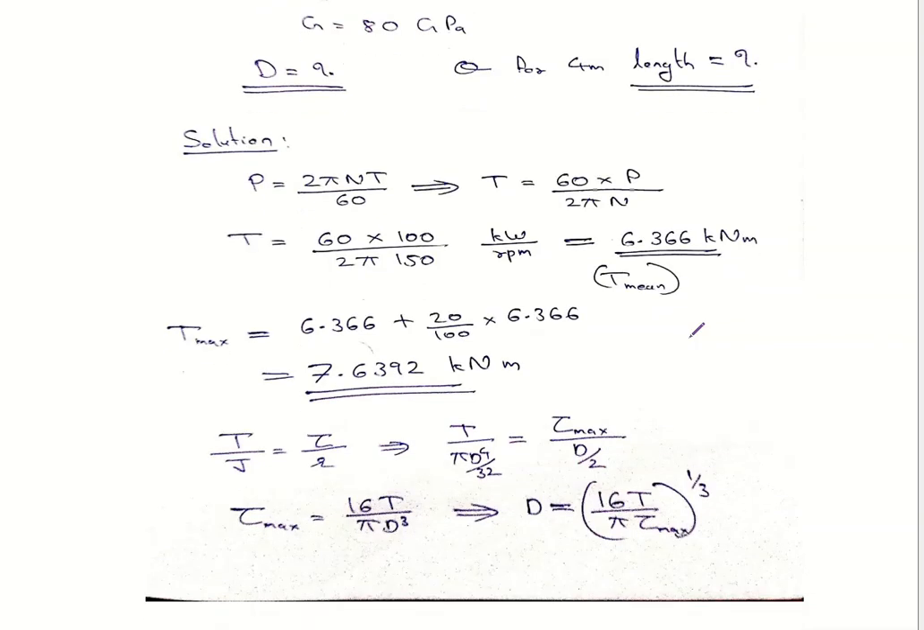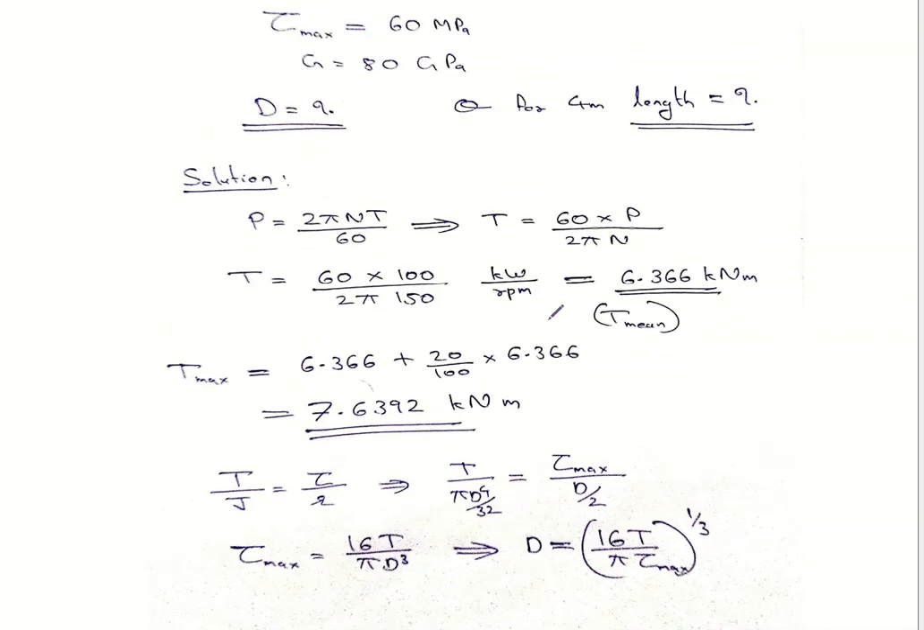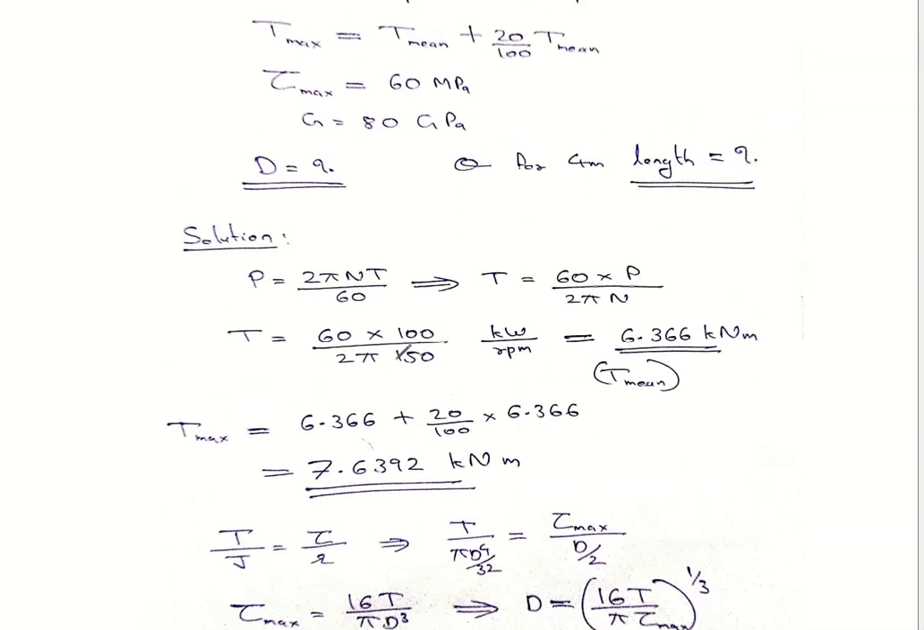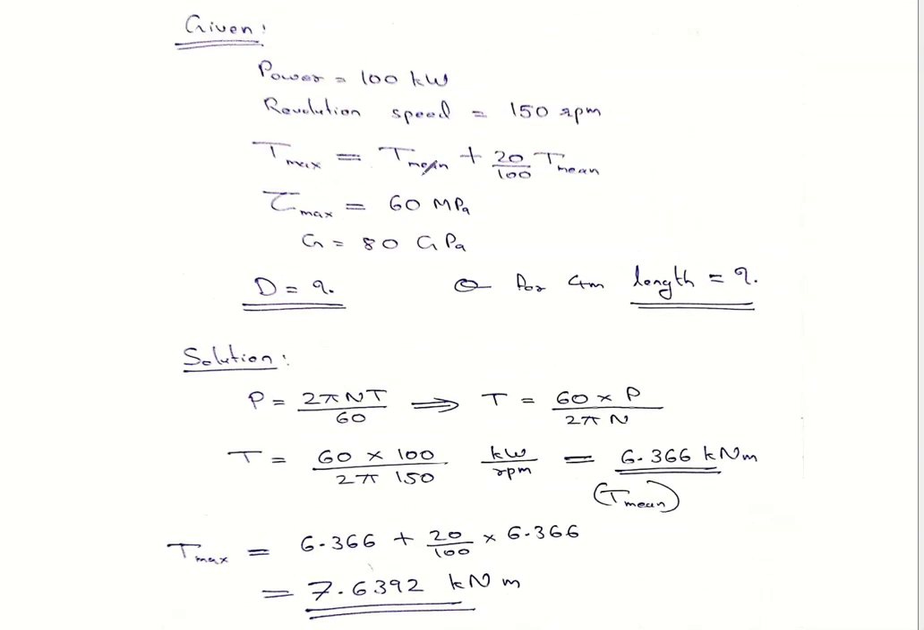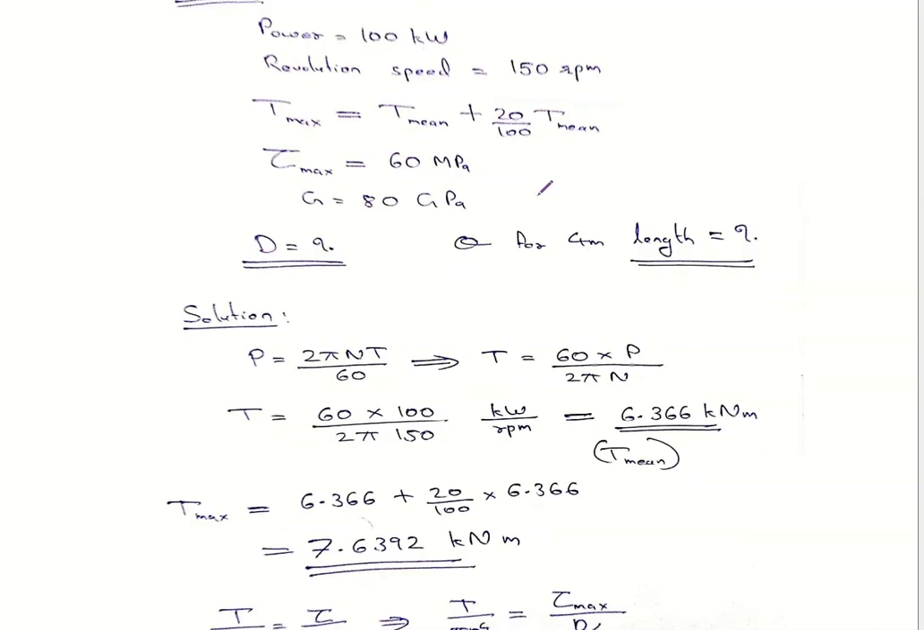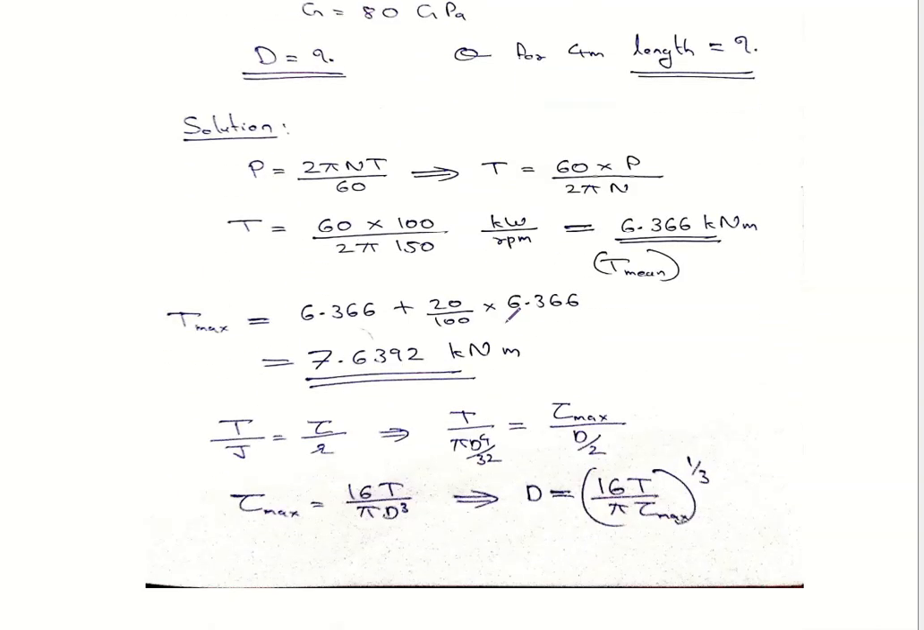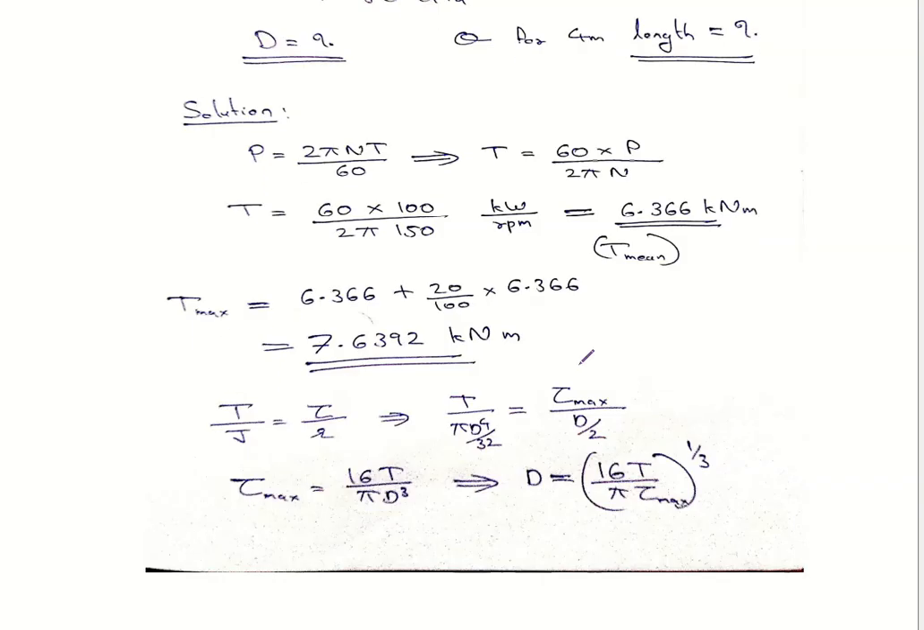Now, next we will have to find the T max. T max is given, we have already established that equation. T max is T mean plus 20 by 100 of T mean. So from this equation, T max is 7.6392 kilonewton meters. So it is for the T max, the maximum twisting moment, that we are going to design the shaft. Now we are asked to find the diameter.